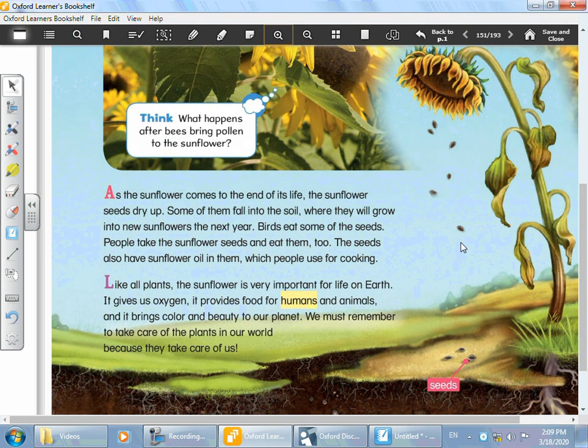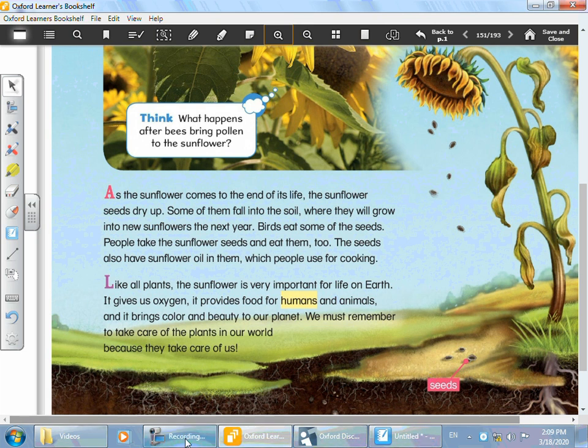Like all plants, the sunflower is very important for life on Earth. So all the plants are important, and the sunflower also is important on Earth. It gives us oxygen. It provides food for humans and animals, and brings color and beauty to our planet. We must remember to take care of the plants in our world because they take care of us.